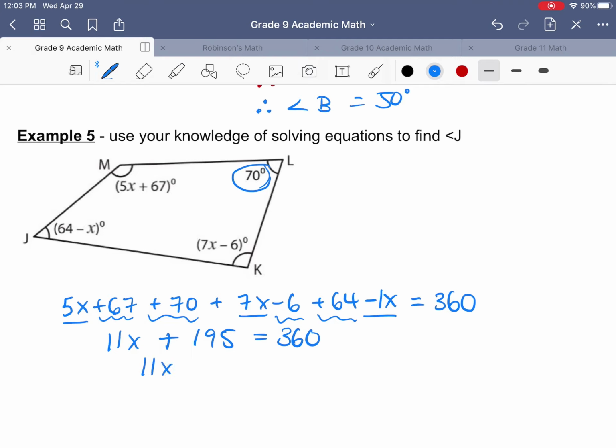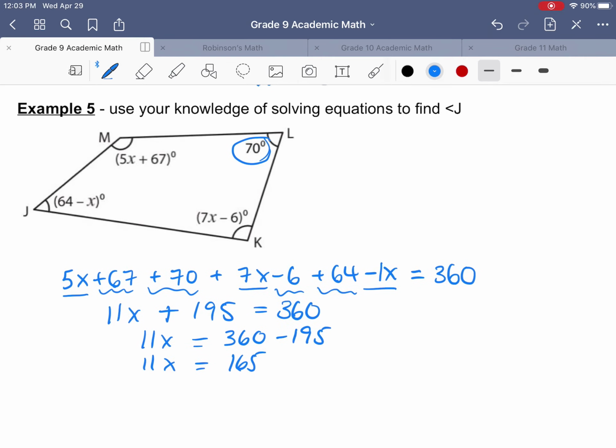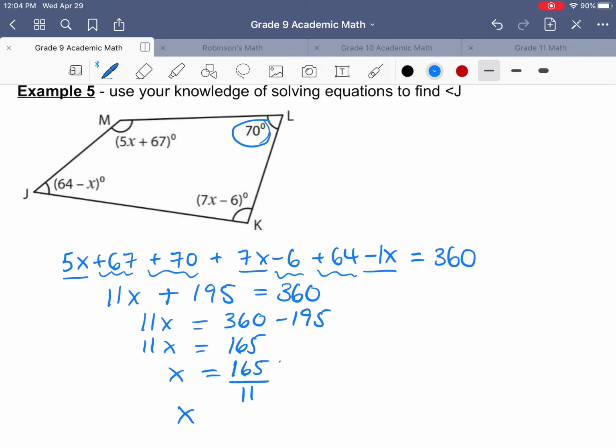We want to get x by itself. So we're going to subtract 195 from the right-hand side. And that's going to give us 11x is equal to 165. And now we need to get x by itself. So x is equal to 165 divided by 11. We're doing division on the right-hand side because it's the opposite of multiplication that we have on the left-hand side. And x is equal to 15.